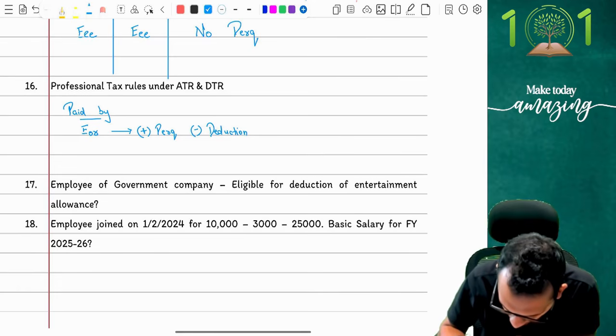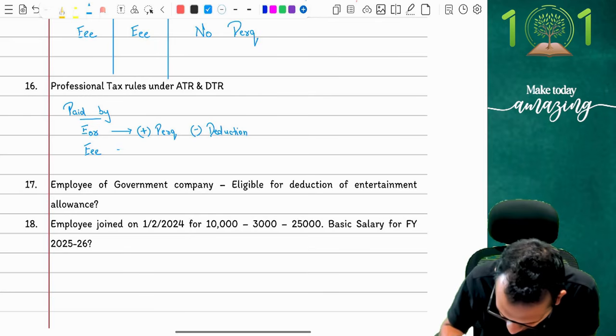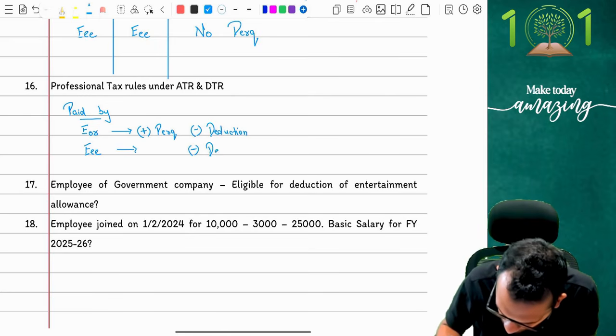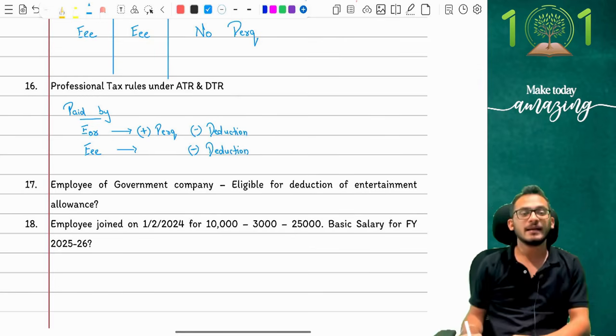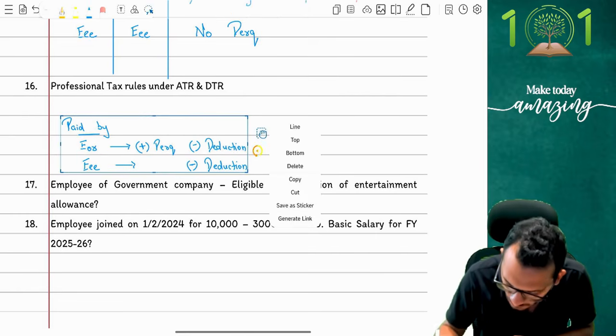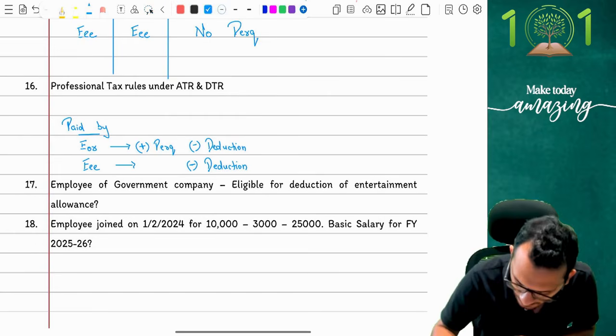But if the employee is paying the money, if the payment has happened directly by the employee, then there is nothing to be done, simply claim a deduction. Simply claim a deduction, and that's how the computation will look. I hope you get this computation right, people. This is what the understanding is. And by the way, this is under ATR rules.